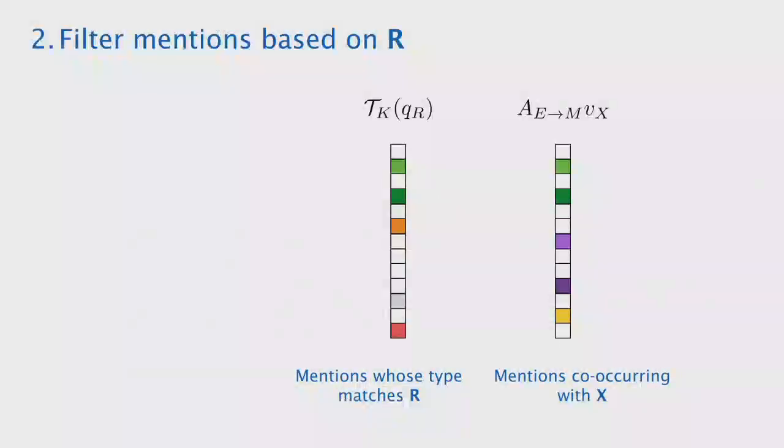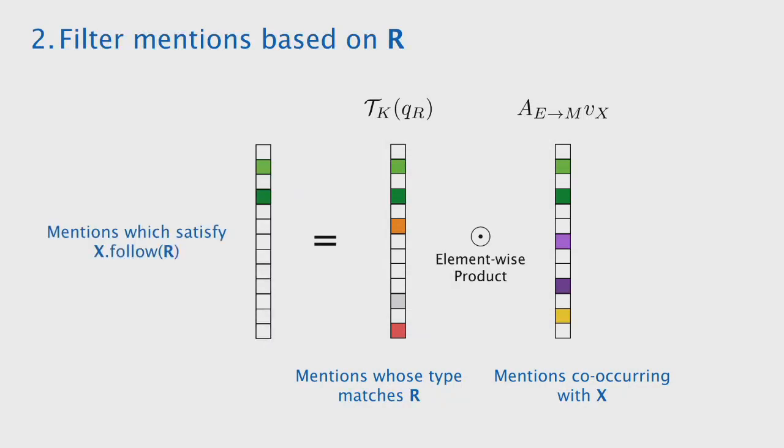So now I have 2 sparse vectors, right? From step 1, I have a sparse vector encoding all the mentions which co-occur with my starting set of entities. In step 2, I have a sparse vector whose type matches the relation that I'm requesting. And what I really want is an intersection of these two. So I want mentions which both co-occur with the starting set of entities and who satisfy the relation R.